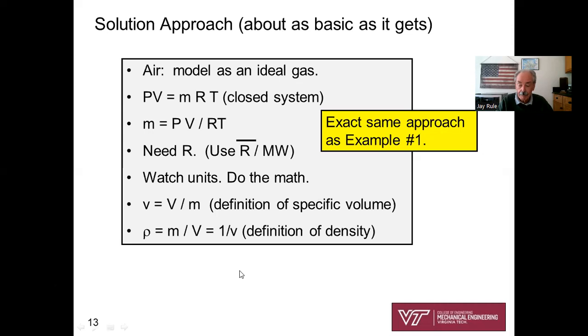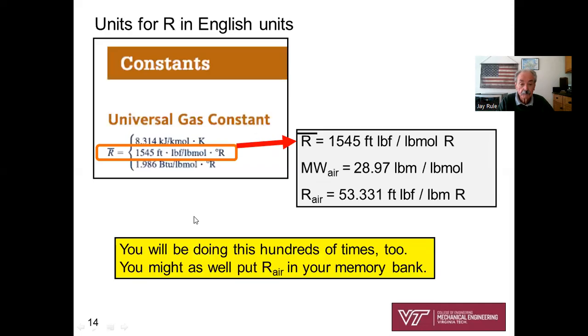Solution approach. Wow, I copied and pasted my slide. This is exactly the same word approach as the SI, the exact same approach as example 1. Go to our one-page conversion factor and constants table and fish out R bar in English: 1545 foot-pounds force per pound mole degree R. It is worth memorizing this.